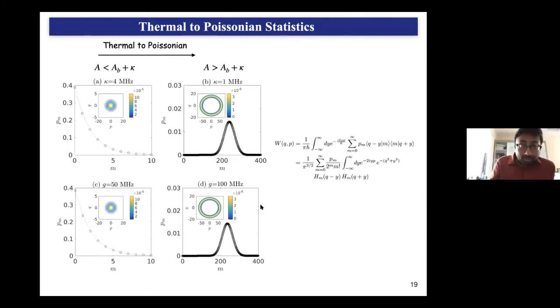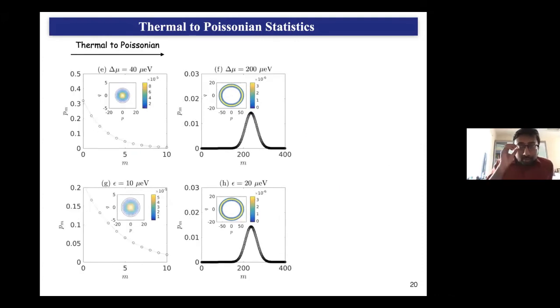Yeah. So what I was saying is that by varying these parameters, you can actually cross the threshold. And here you see, for example, if you tune electronic parameters, so these are very easy to control, your delta mu or your epsilon, which is detuning, these are very easy to tune, and you can very easily cross from one pattern to another pattern.